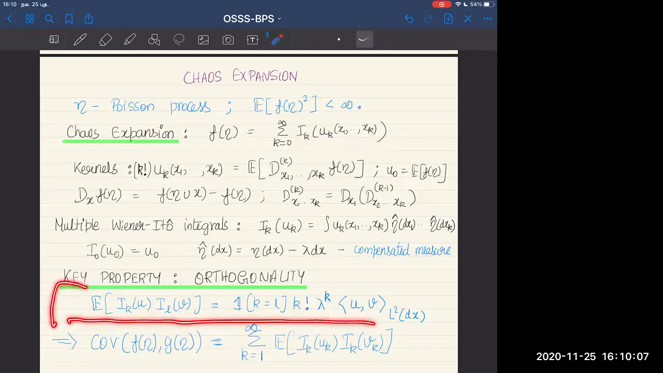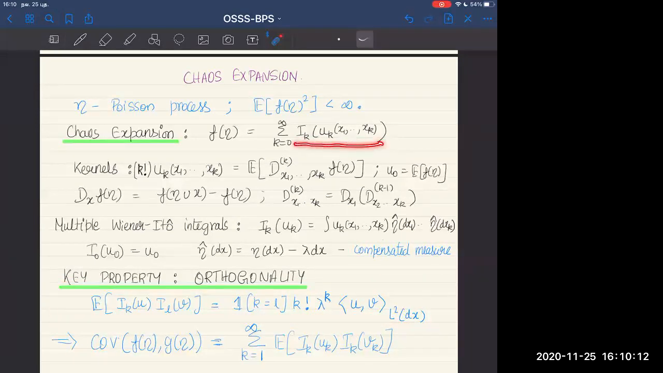One, these random variables have an orthogonality property. These I_k(u_k) have an orthogonality property. That is, the expectation of I_k(u) times I_l(v) is nothing but the indicator k equals l, k factorial, lambda^k inner product of u and v. So the key is the indicator k equals l. If k is not equal to l, the expected product of these two is 0. And for k equal to l, it's an L2 product of u and v.